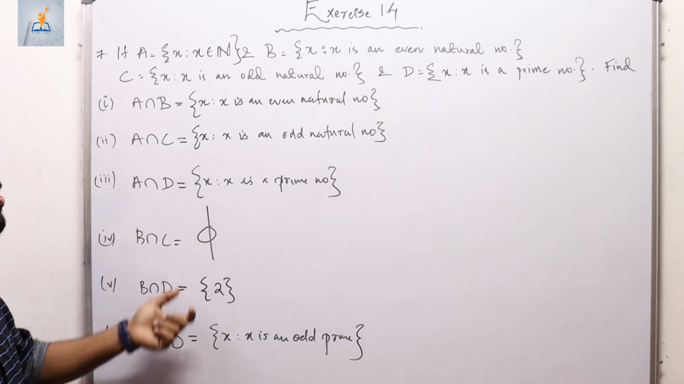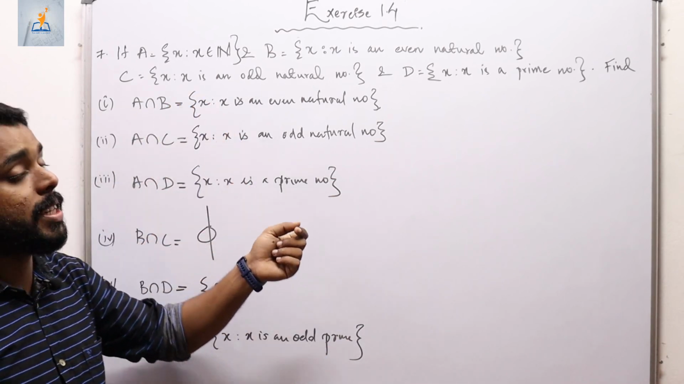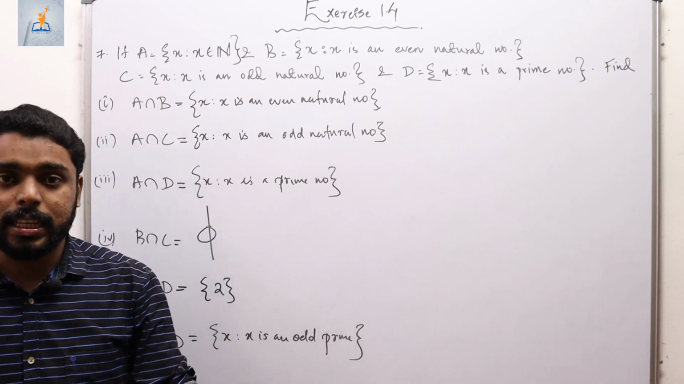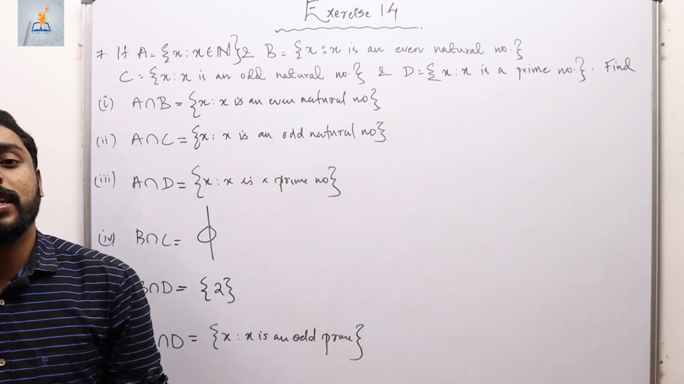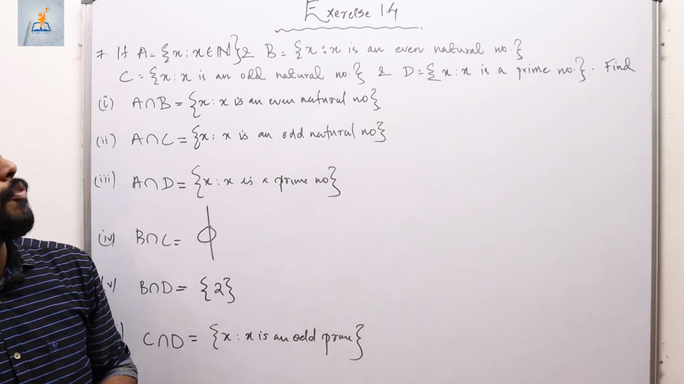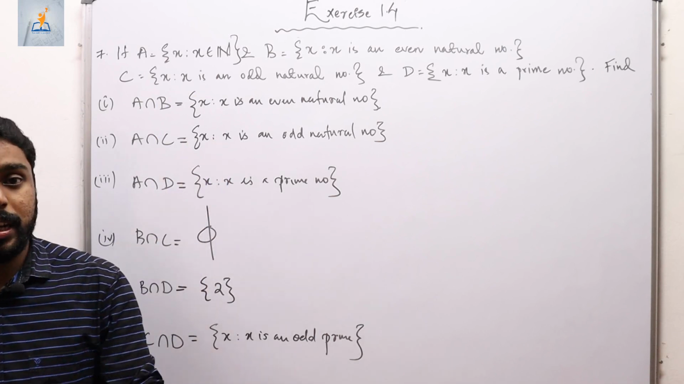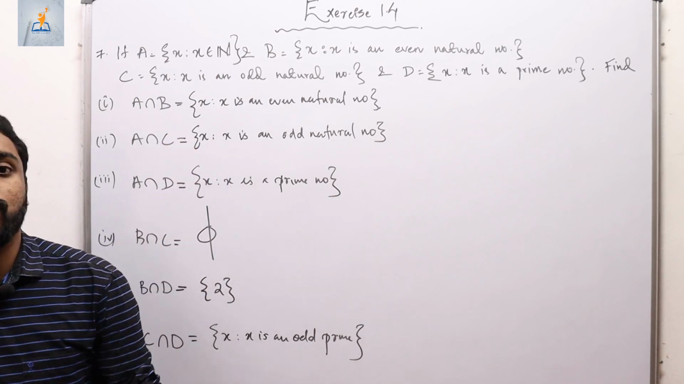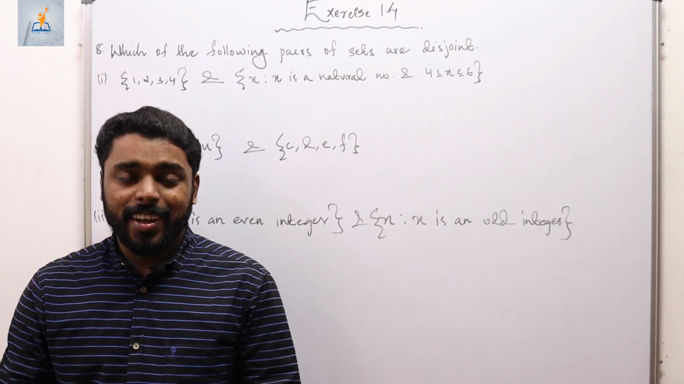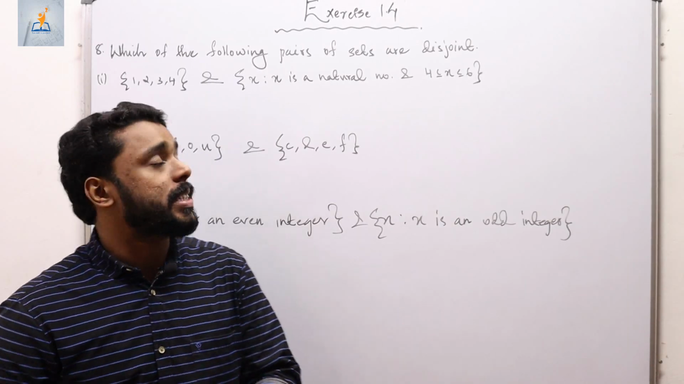So I hope you understood how we can take intersection of two sets, whether the two sets are given in the roster form or in the set builder form. So that's the end of exercise 7, question number 7. Now we shall move on to question number 8. Now coming on to the 8th question of your textbook.